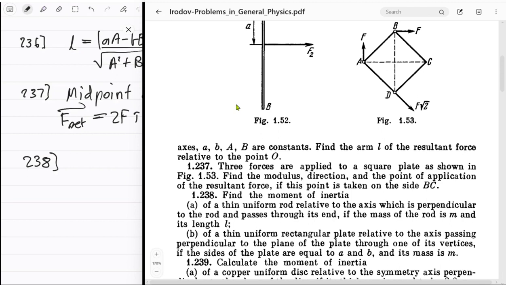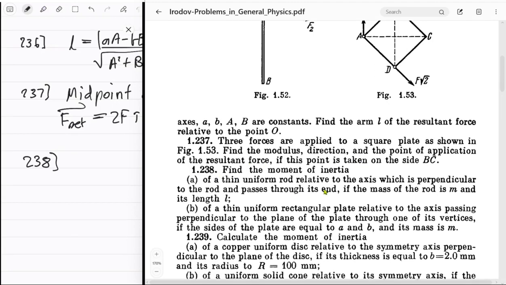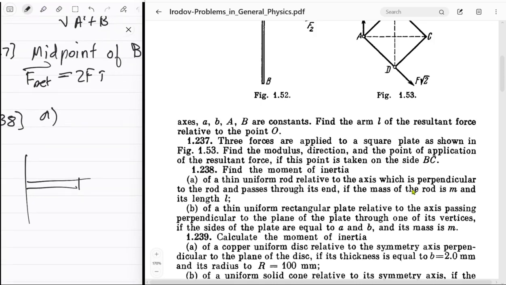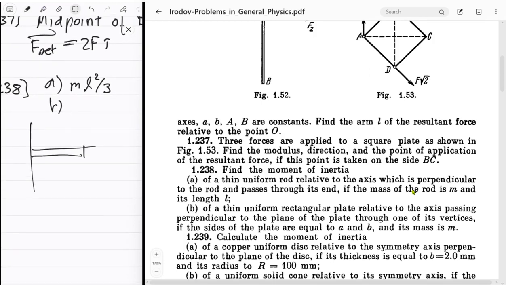Why did I always forget about that one? I don't know. Find the moment of inertia of a thin uniform rod related to the axis which is perpendicular to the rod and passes through its end. So axis, rod, what moment of inertia if the mass of the rod is m? Seriously, I know that already. It's just m l squared upon 3. Do you really want to integrate and get it out? No, I won't do that. You can do it yourself if you want.